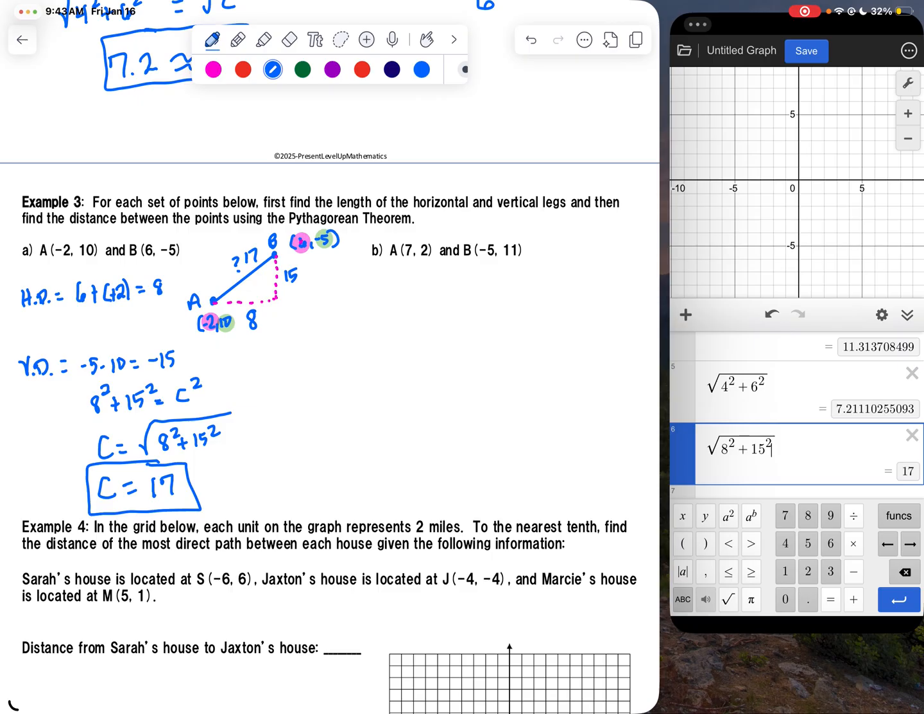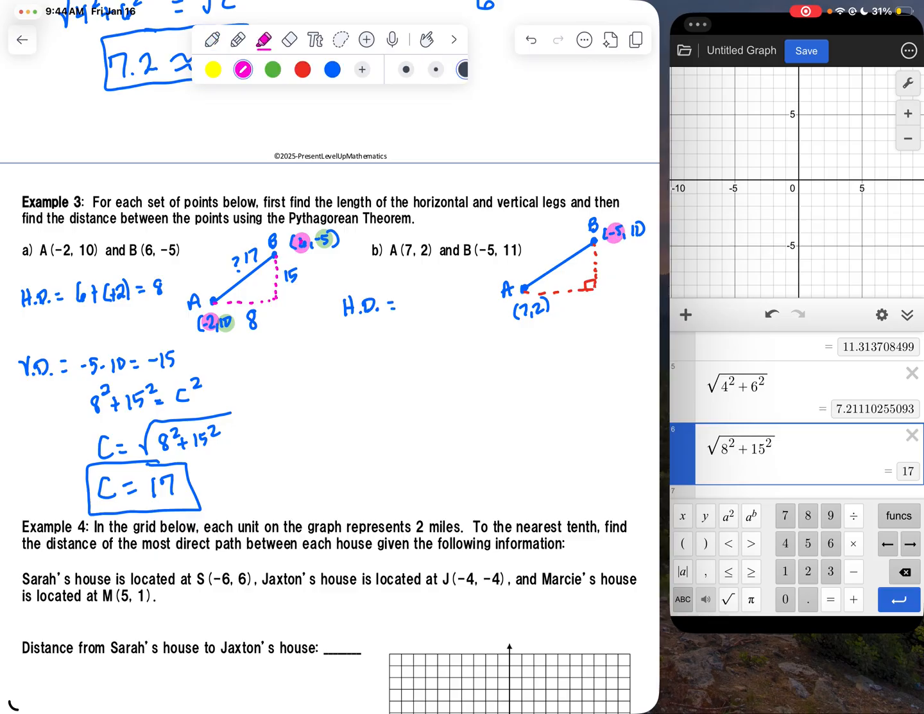All right, welcome back. Let's see how you did. So I had point A being located at 7, 2. Let me label that A. And then I drew in B to be located at negative 5, 11. I then connected those two points with a right triangle.